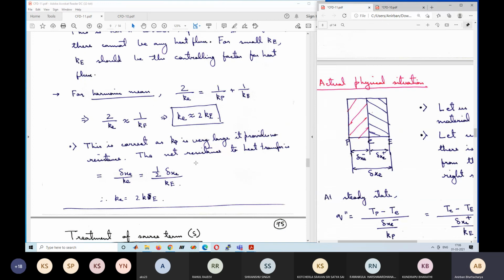You can also consider it in terms of heat resistance. The thermal resistance for the equivalent material is delta Xc by Ke, over the entire distance. This is also equal to the thermal resistance in this part, which is equal to delta Xc plus half delta Xc by K capital E. From this also we get k small e is equal to 2K capital E.